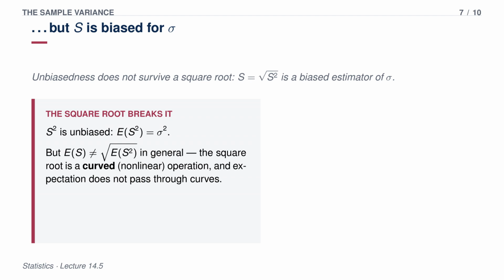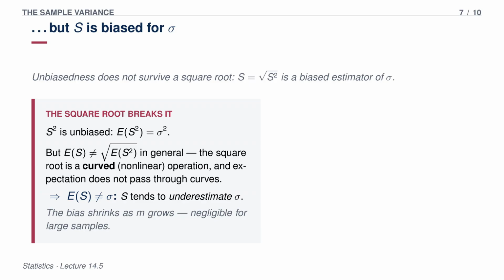Taking a square root is a curved operation, nonlinear, and expectation does not slide through curves the way it slides through sums. So E of s is not the square root of E of s squared. Which means E of s isn't sigma. S actually tends to underestimate sigma a little. The good news: that bias shrinks as the sample grows, so for big samples it's negligible.